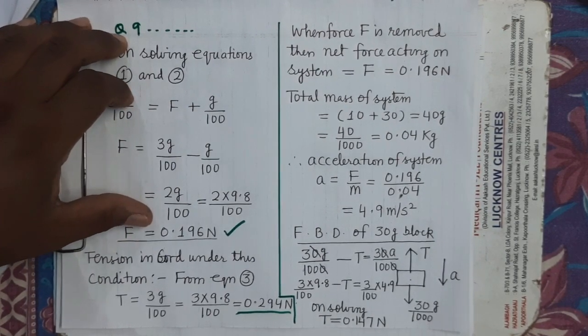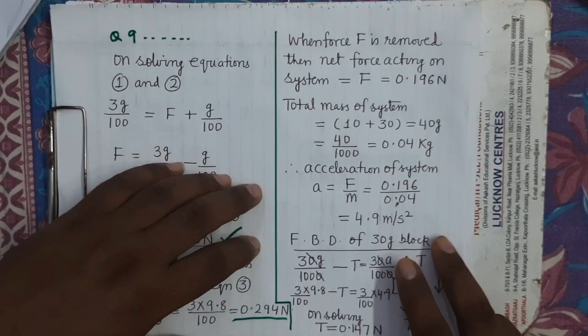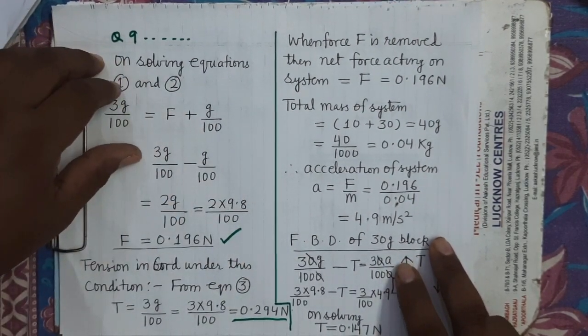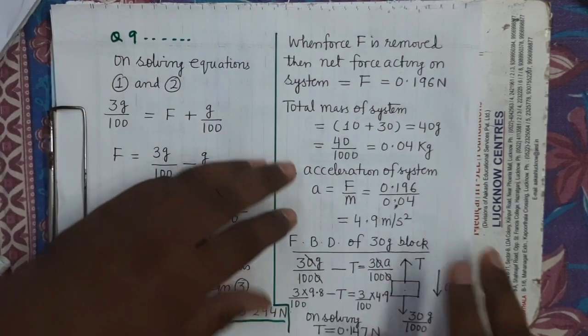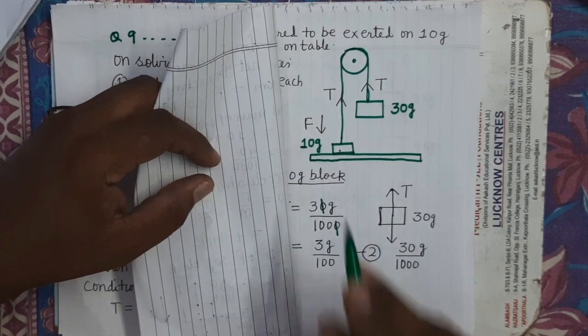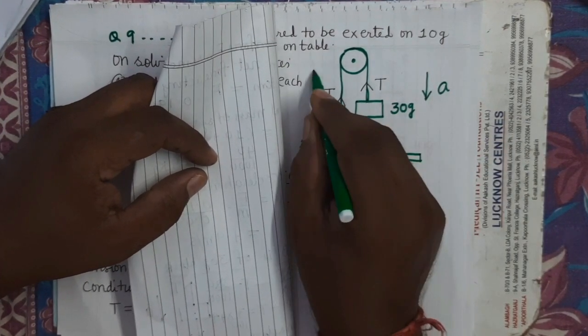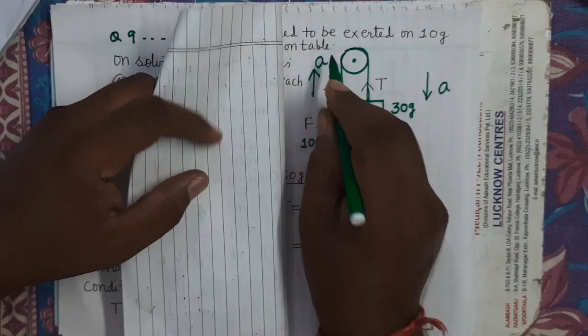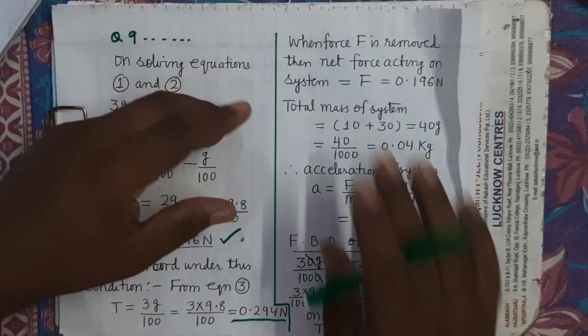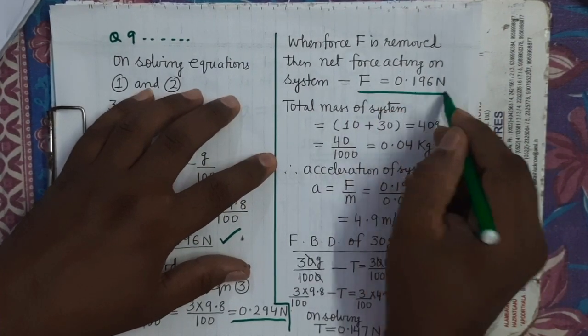Now you can see the second part of this. The second part says that if F is removed, then what will be the tension in the string and the acceleration of the system. When F is removed, one block will go down and the other will go up. So see here, what will be the tension? When F is removed, what will be the net force acting on the system?